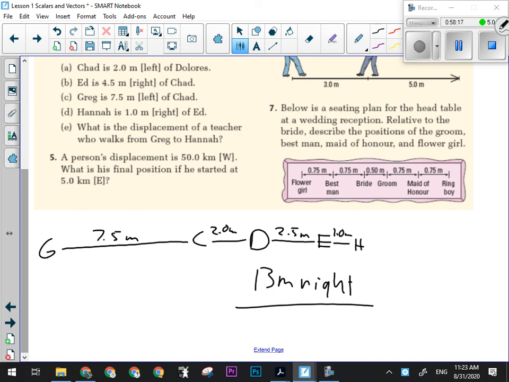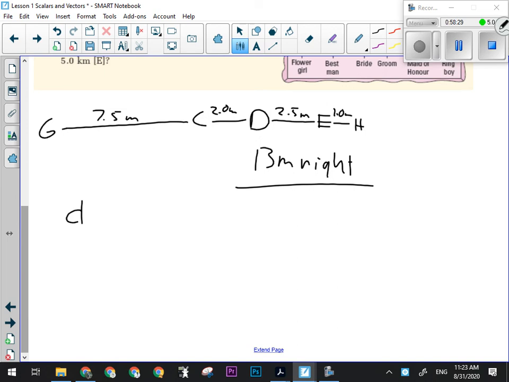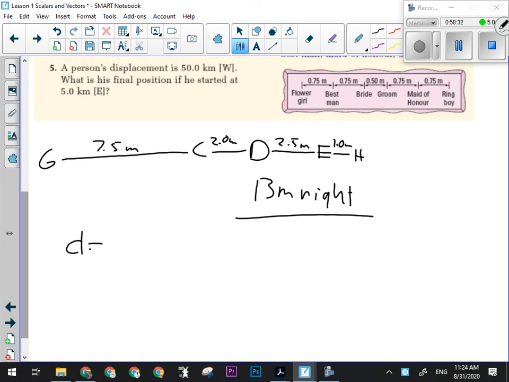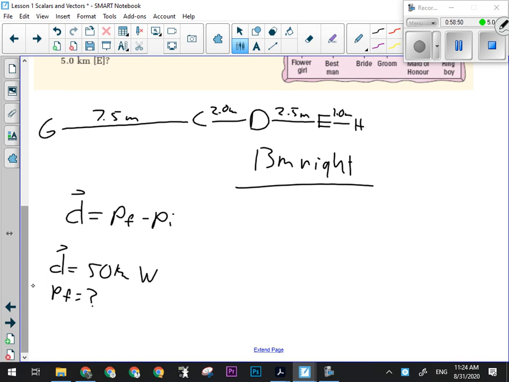Okay, I want you guys to try number 5. A person's displacement is 50 kilometers west. I'm going to remind you of this formula: displacement is final position minus initial position. They're telling me the displacement is 50 kilometers west. They're looking for the final position, and my initial position is 5 kilometers east. See if you can calculate their final position.